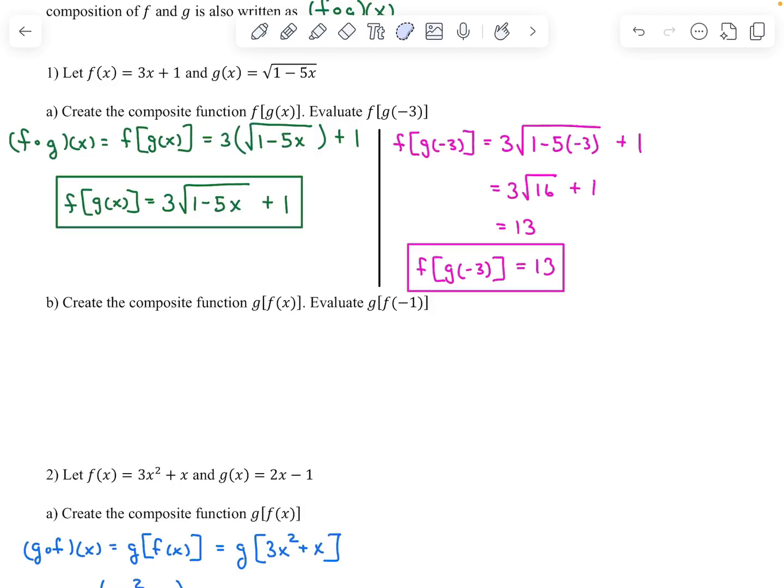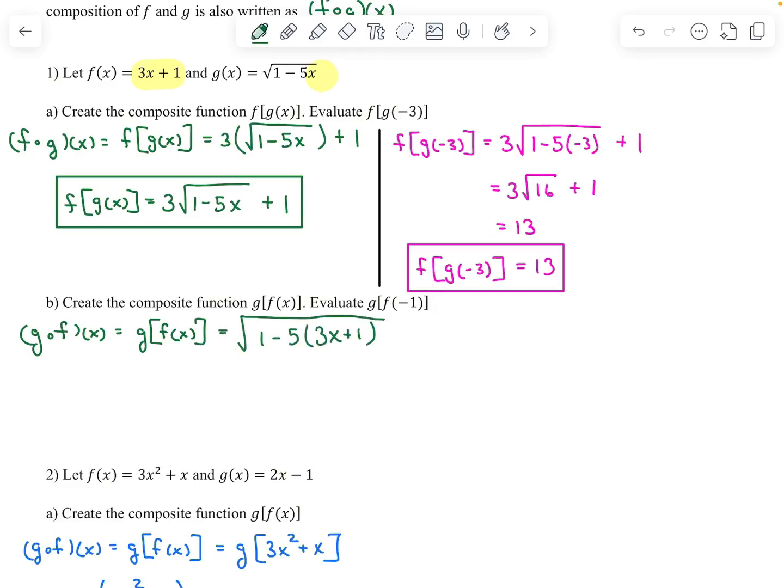Part B. Create the composite function g of f of x and evaluate g of f of negative 1. From the definition, g composed of f of x is equal to g of f of x. So what this means is that wherever you see an x in g of x, you're going to substitute 3x plus 1. And that will look like this.